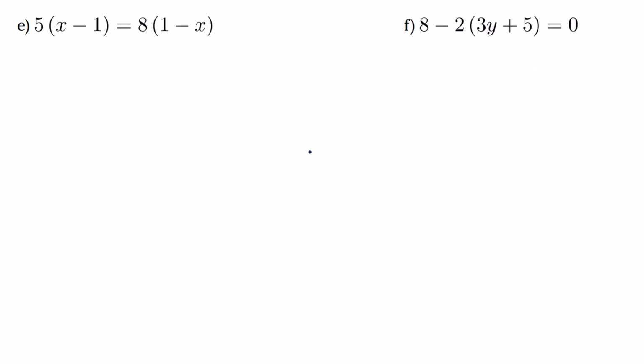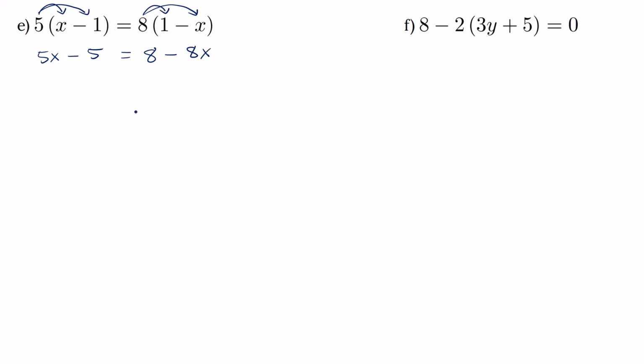Same thing with this question. We want to start by distributing the 5 and the 8 to get rid of the brackets. So 5 times x is 5x. 5 times -1 is -5. 8 multiplied by the 1 is 8. Multiplied by -x comes out to -8x.